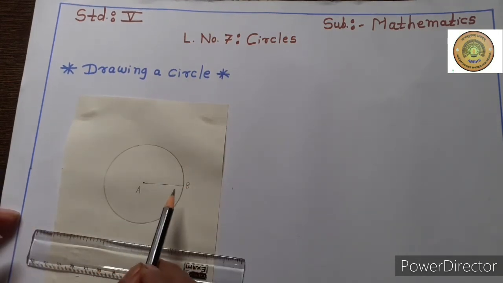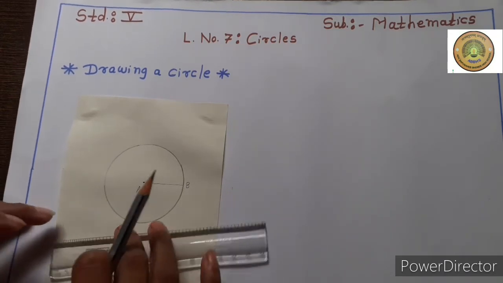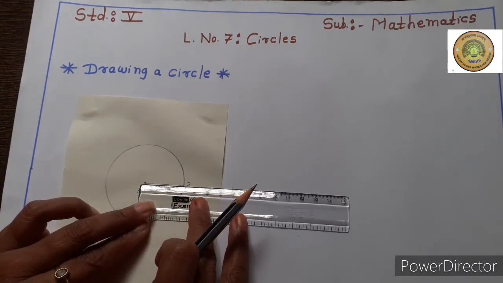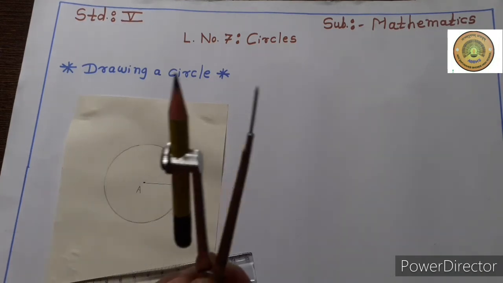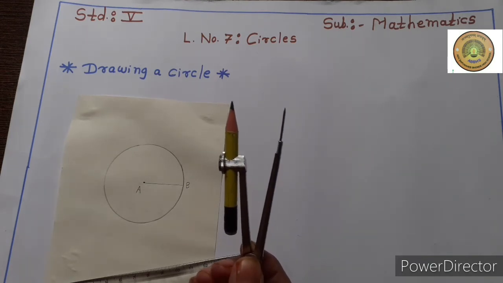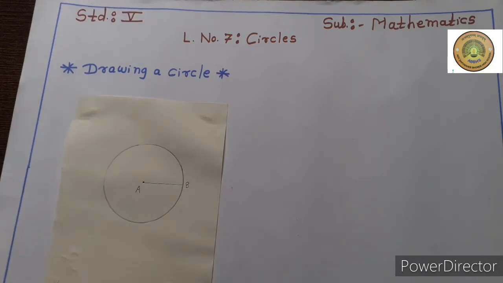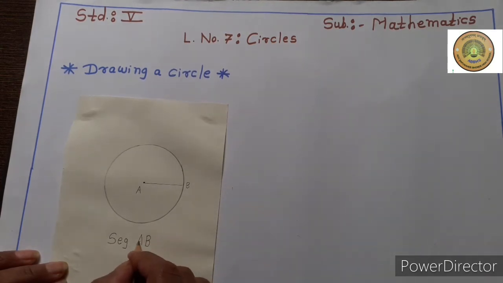So students, this AB is your radius. Now measure it. It is 3 centimeter. So the distance you have taken in the compass is 3 centimeter. So the distance is the radius of the circle. So write seg AB is 3 centimeter.